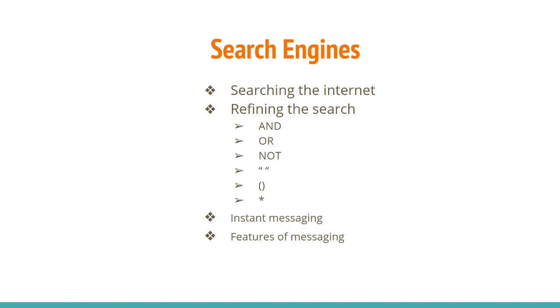So searching the internet: how do we search the internet through a search engine? There are main well-known search engines like Google, Hotbot, Lycos. And first, to search the internet, what do we need to do? We need to type the web address.